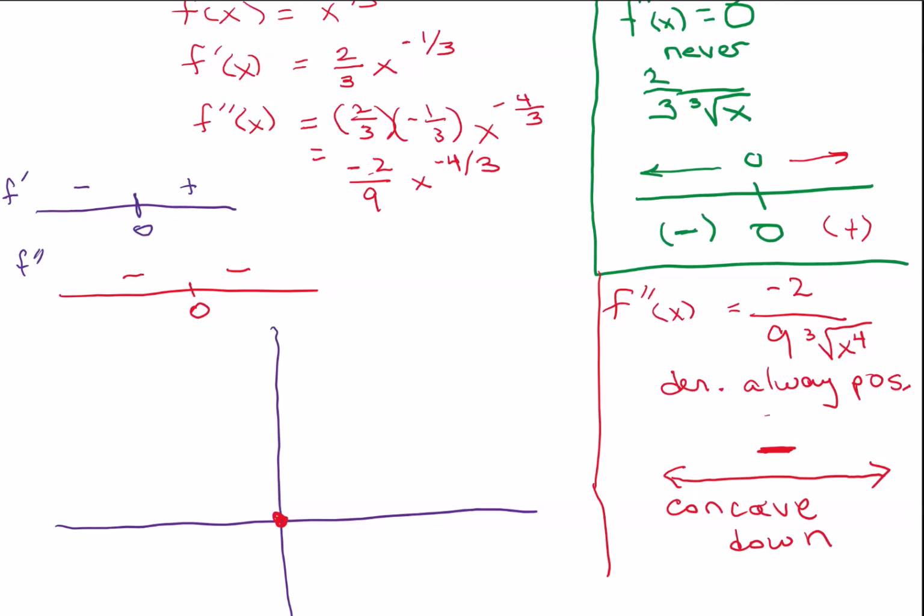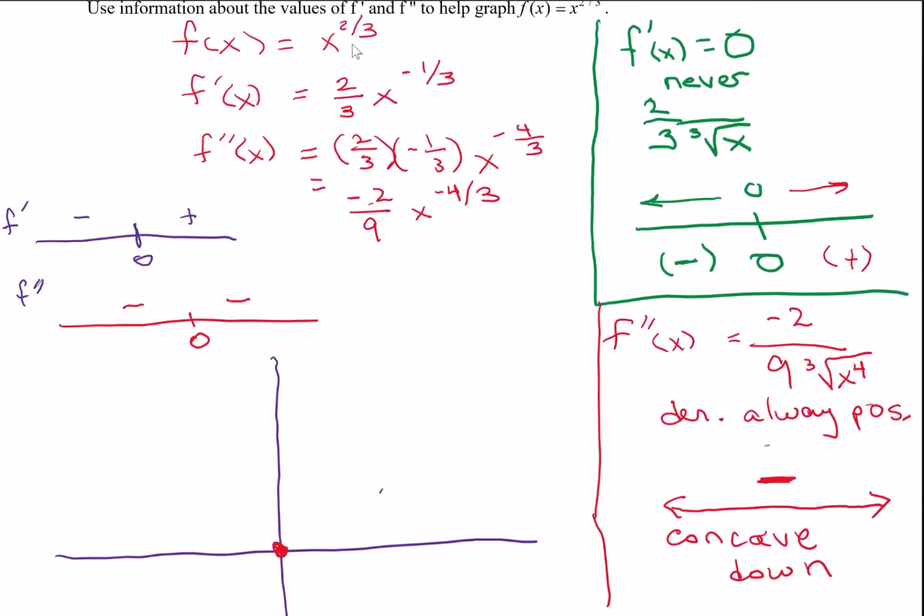Now let's put this all together. All right, so I know I have a point at 0, 0, because the original function is x to the 2/3. So if I put in x equals 0, I get y equals 0. And also I can say this is 1, 1, and this is negative 1, 1. So I know I have points right here. And I know from 0 to infinity it's always increasing because it's positive, and I also know it's concave down. So it's going to go like this.